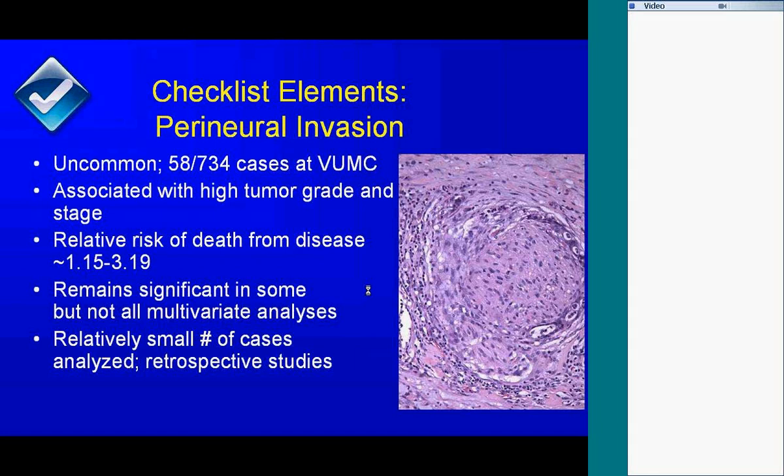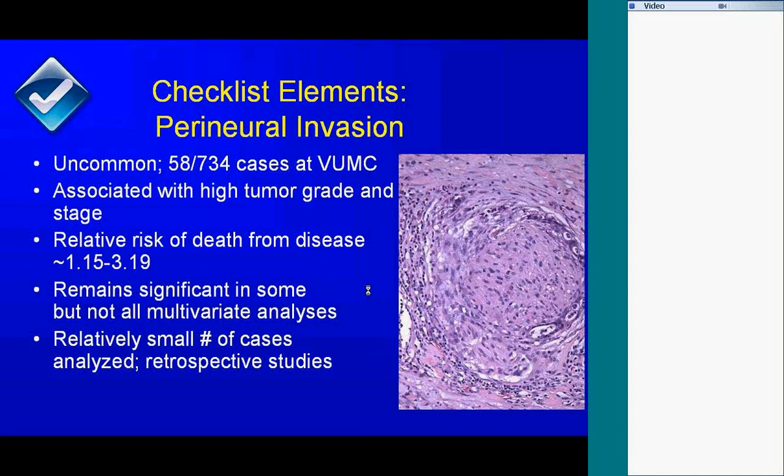We chose to put perineural invasion in the colorectal cancer checklist because emerging evidence indicates that this is actually a very strong indicator of aggressive tumor behavior. It's pretty uncommon. It's found in less than 10% of cases. In the large series of cases we looked at here, we found it in 58 out of over 700 cases of colorectal cancer. And when you find it, it's generally associated with high tumor grade and stage with a higher relative risk of death from disease.